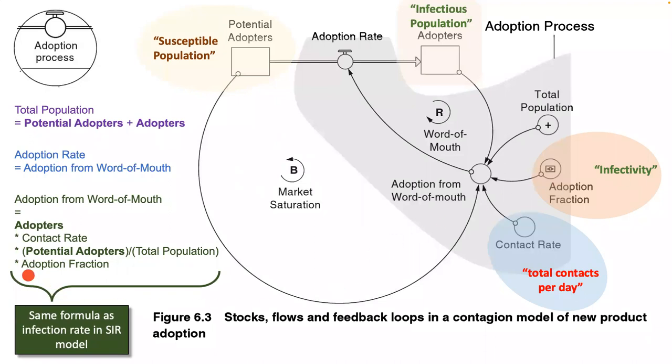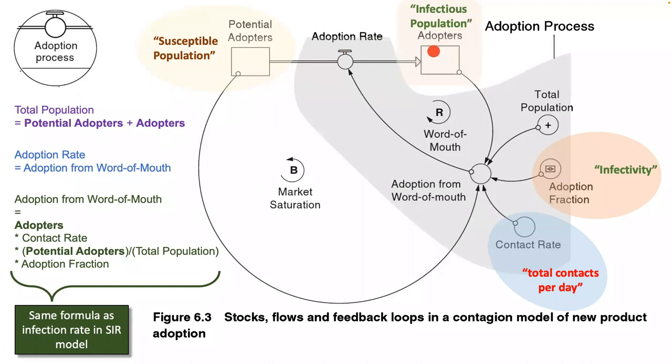And then this formula here, potential adopters divided by total population, is the fraction of those contacts that are actually with people who have room to change their behavior. So if everybody's recycling, it's impossible to find somebody to convert to recycling again. And so the adoption rate drops to zero.